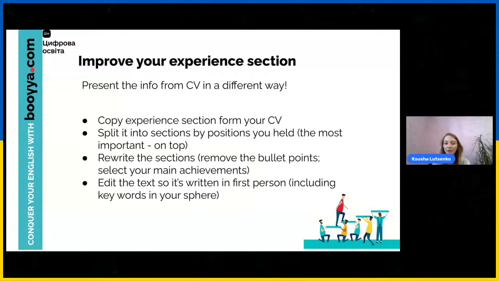Then you need to rewrite the sections, remove the bullet points and select main achievements, so you don't mention every single responsibility you have, or every single detail of what you were doing at work, but you still inform your future employer what you were doing. And please edit the text so it's written in first person, including keywords in your sphere. Here, keywords can also work for you and make your profile appear earlier on the search.